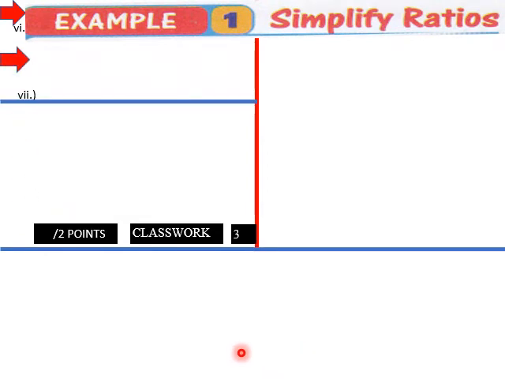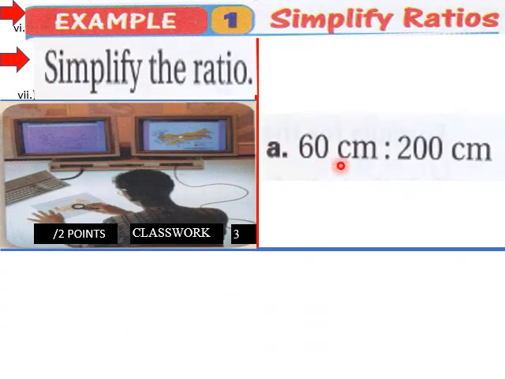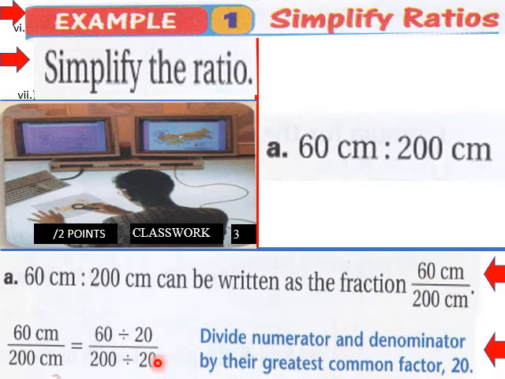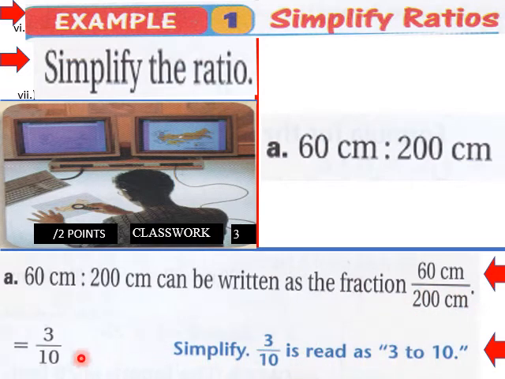So now we go into example 1, simplify the ratio. A will be 60 centimeters to 200 centimeters. How would you simplify this ratio? It can be written like this: 60 divided by 200, and then you divide out a 20 from each, and then it will become 3/10. Simplified, 3 over 10 is read as 3 to 10. 3 to 10 would be the simplification of this ratio, 3 centimeters to 10 centimeters.